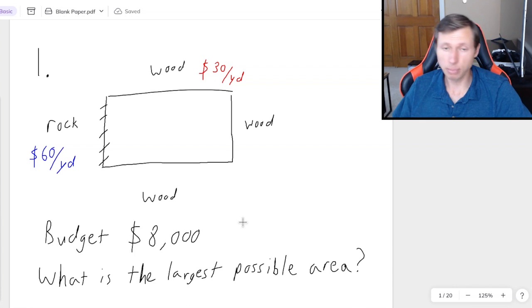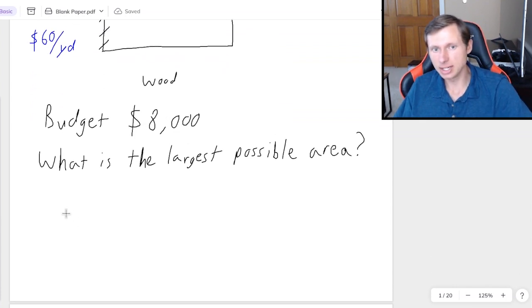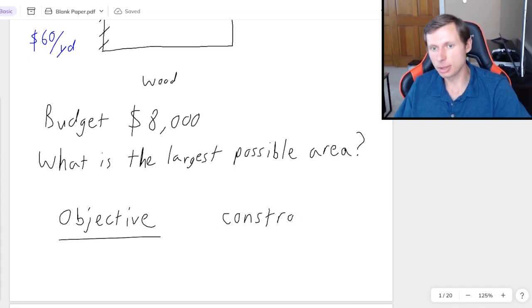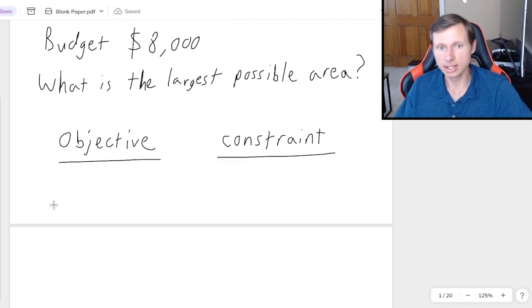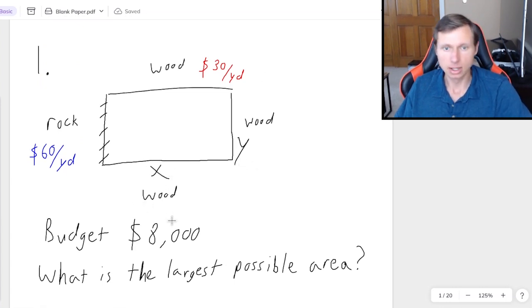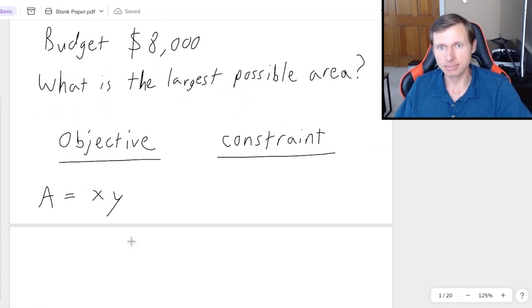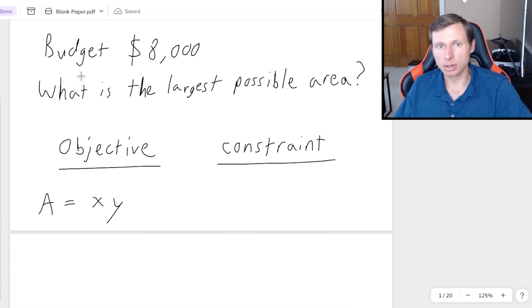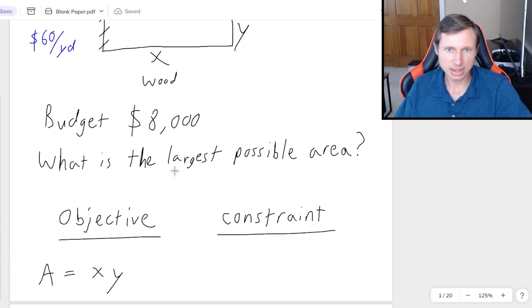Okay, so step 1 starts out the same way. I need an objective and a constraint equation. Remember, the objective is the thing we're trying to maximize or minimize. In this case, that is the area. Area is going to be x times y, where this dimension is x and this dimension is y. So that's the objective. Done. The constraint is the number, which is the money, 8,000.